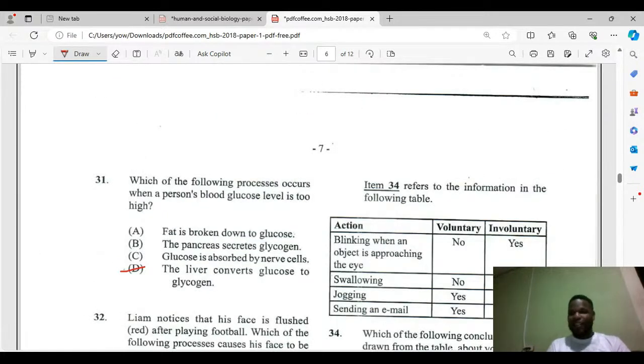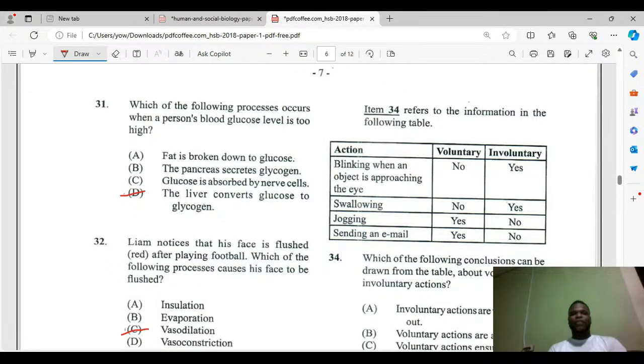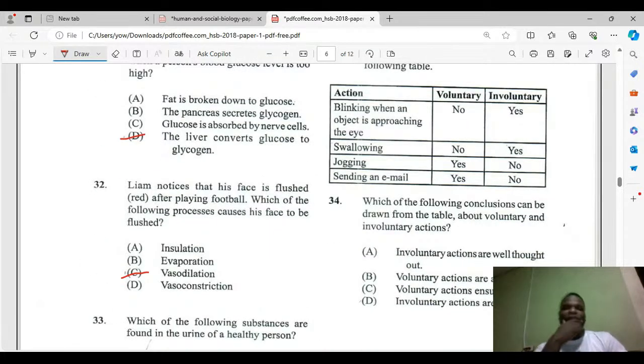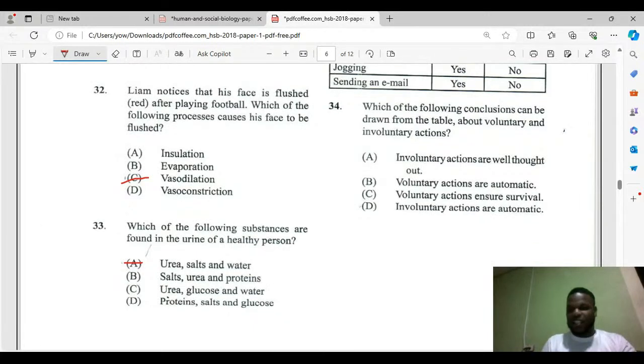All right. Moving on. This refers to the information in the following table. Which of the following conclusions can be drawn from the table above? Voluntary and involuntary action. Oh, sorry, let me give you the rest of the question. So let's go. Involuntary actions are well thought out. Voluntary actions are automatic. Voluntary actions ensure survival. Involuntary actions are automatic.